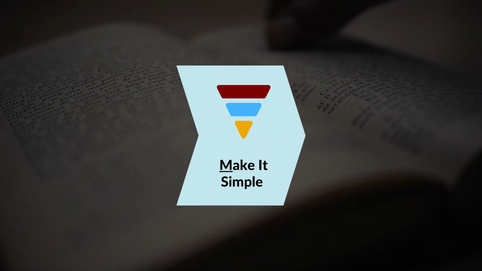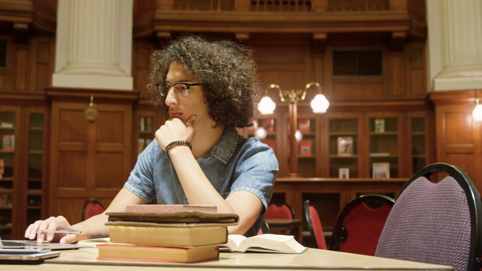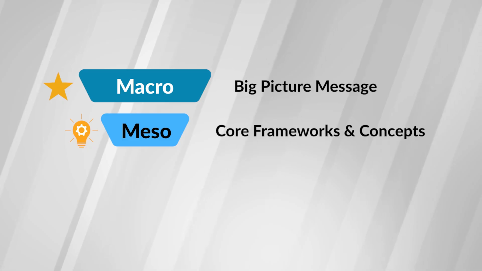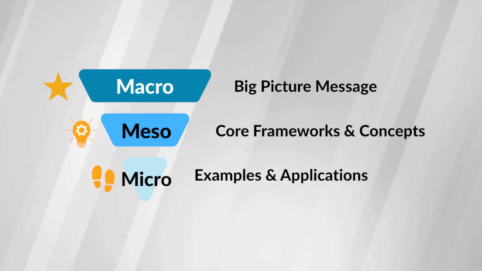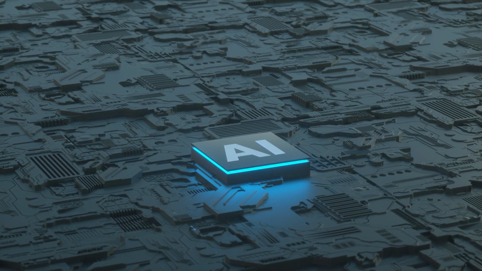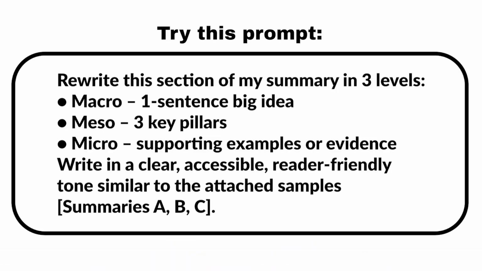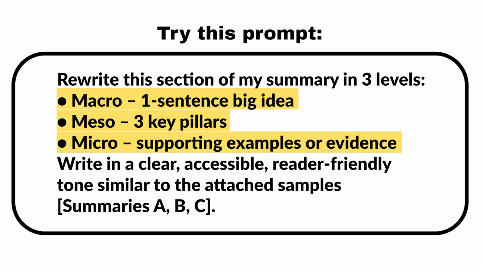Step 4. Make it simple. Now that you have the structure, simplify without losing meaning. The best summaries capture ideas at 3 levels: macro, the core idea; meso, the key pillars; and micro, supporting examples or evidence. AI can help by crafting the first cut or refining your final version. Try a prompt like this to define each level so AI has some context about the 3 layers. The key is to give it clear boundaries, share context on the 3 M's, and the tone that you prefer. Ideally, share some examples from your favorite summaries or give AI a template for consistency.